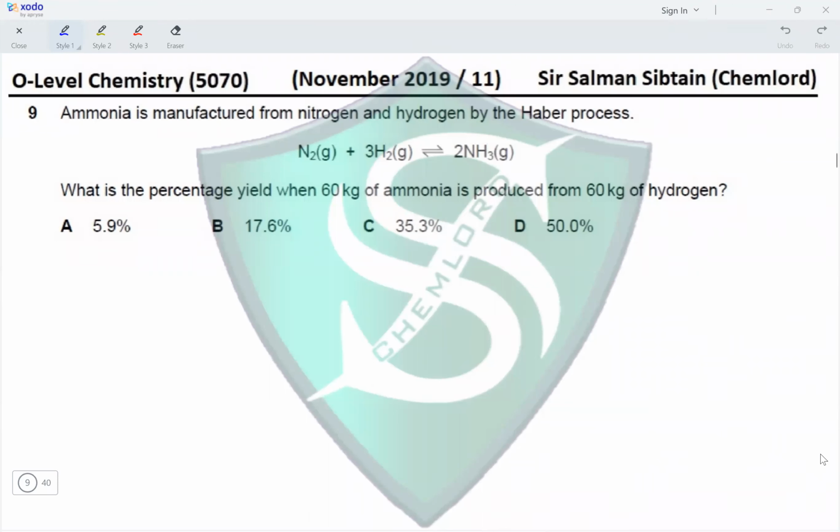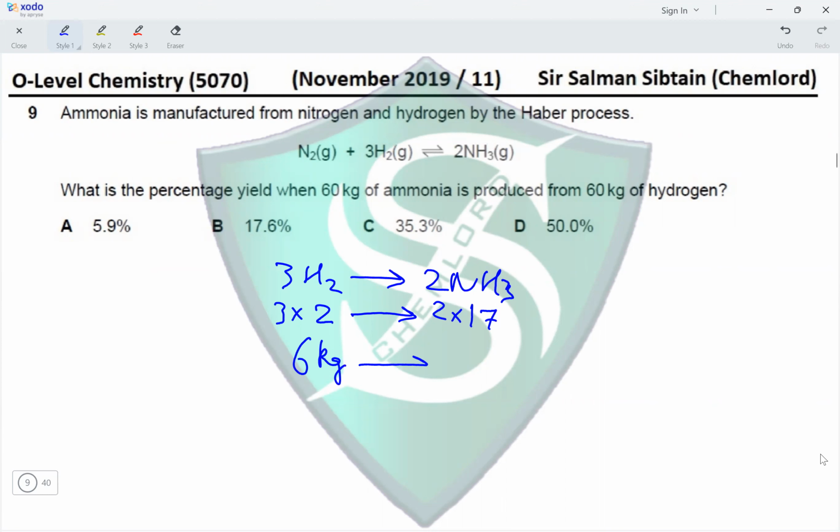Question 9. Ammonia is manufactured from nitrogen and hydrogen by the Haber's process. What is the percentage yield when 60 kg of ammonia is produced from 60 kg of hydrogen? Okay, so according to this equation, 3 moles of H2 produces 2 moles of NH3. So the Mr of hydrogen would be 2, the Mr of ammonia would be 17. And since we've got 3 moles of hydrogen and 2 moles of ammonia, we multiply the Mrs by the molar ratios. So we end up with 6 kg of hydrogen producing 34 kg of ammonia.